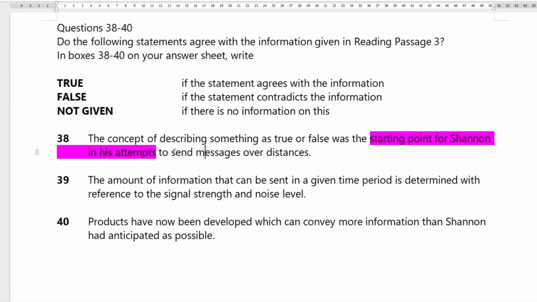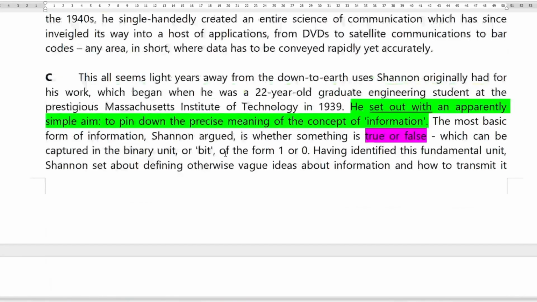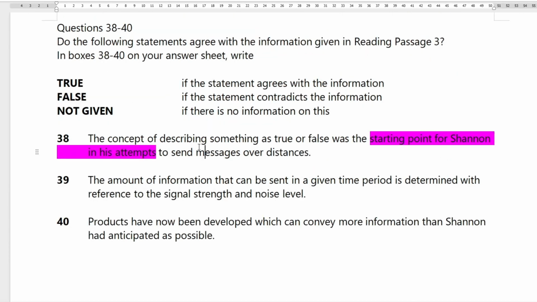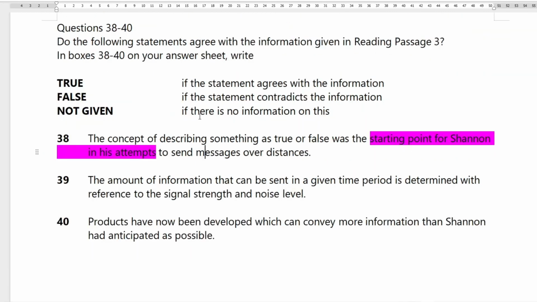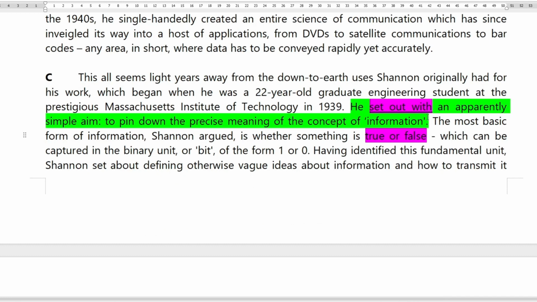Is that what we're looking for, or not? But not really. But how I feel, the most basic form of information, Shannon argued, is whether something is true or false, which can be captured in the binary unit. Because he set out with, of course, as I told you before, the starting point. So he set out with an apparently simple aim to pin down the precise meaning of the concept of information.